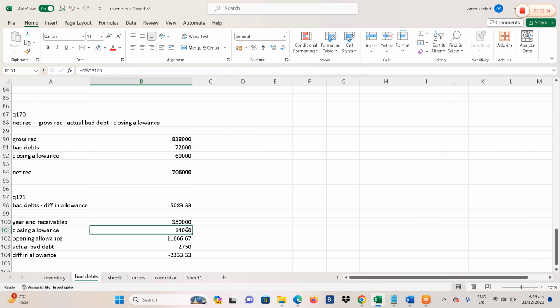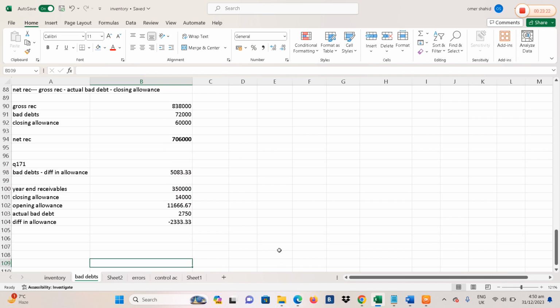We had the closing allowance in the question. We calculated the closing allowance was 4% in the question, and then he stated that at the previous year end the allowance was 20% less than the 14,000. So the previous year end closing allowance means the opening allowance at the start of this year. So we calculated 14,000 divided by 120 multiplied by 100, because 14,000 was 120% and we needed 20% less, we needed 100%. So we calculated 11666.67 as the opening allowance, and then we found the actual bad debt was 2750. Then we calculated the difference in allowance by opening allowance minus closing allowance. We got the negative answer, and then we applied it in the formula. We got the answer 5083. I hope this question is clear to you.